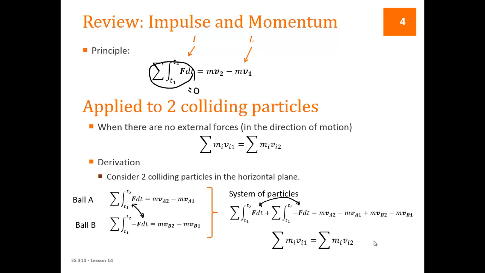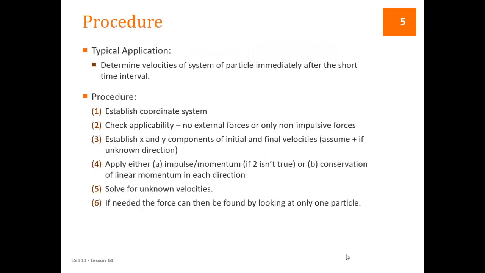The procedure for this method, which is typically applied when we're asked to find velocities for various particles in a system of particles before or after some sort of impact occurs, is as follows. We establish a coordinate system as usual. We check for applicability, which means we need to have no external forces or only non-impulsive forces external to the system. When the two balls hit each other, those are internal forces because they're internal to the system, and they cancel out. We establish our x and y components for the initial and final velocities.